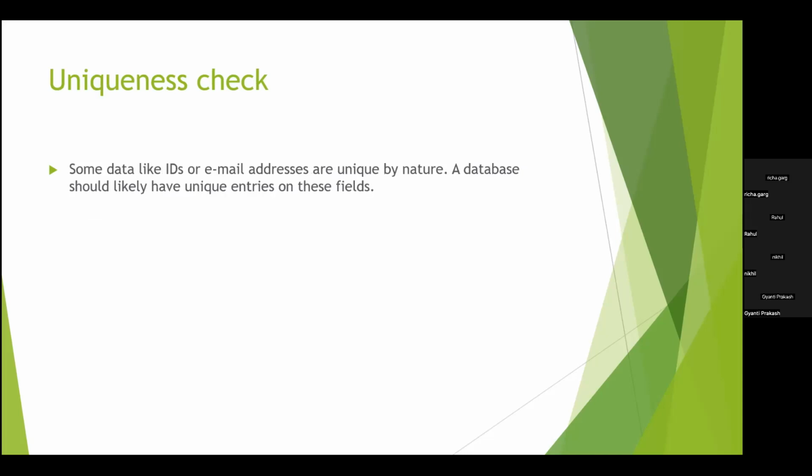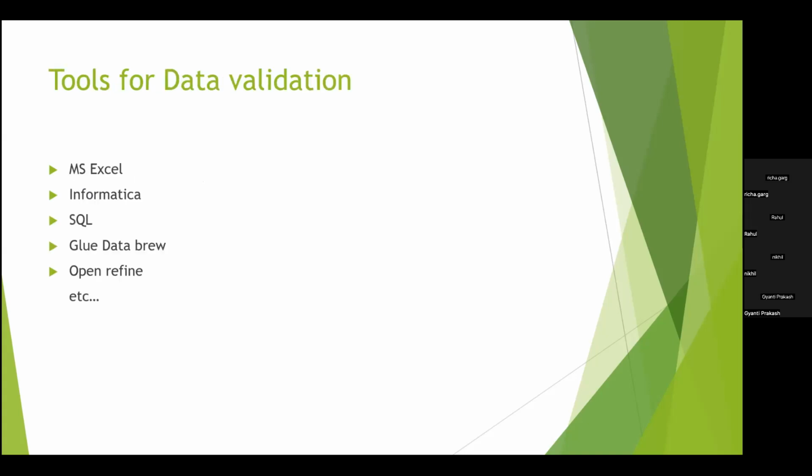Next is the uniqueness check. Uniqueness means some data, like email addresses, phone numbers, and IDs, should be unique for everyone. Their nature is unique, so they must be unique. We have to check whether that uniqueness is there or not. This is also a data validation check.